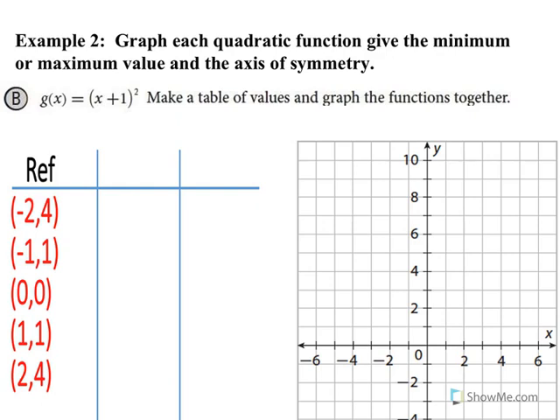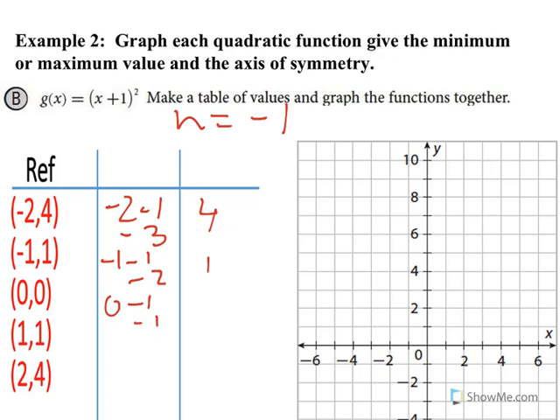So graph each quadratic function, give the minimum and maximum value and the axis of symmetry. So we have g of x equal to the quantity of x plus 1 squared. Make a table of values and graph the function together. So notice that our h in this case is negative 1. Right, so we have negative 2 minus 1, that gives us negative 3. 4 remains a 4. So negative 1 minus 1 gives us negative 2, 1. 0 minus 1 is negative 1 and 0.